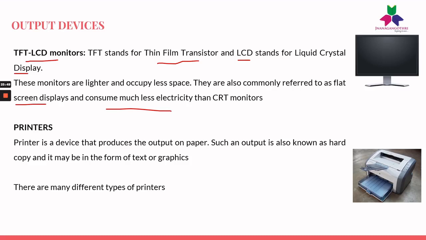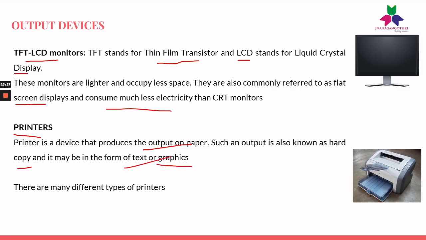So another common output device is printers. Let's talk about printers. Printers we use to take printouts. So a printer is basically a device that produces output on paper. Such an output is known as hard copy. Now, like on our monitors, anything that we type, anything that is displayed on monitors is called soft copy. Here, anything that is put on paper, printed on paper, is known as hard copy. It may be in the form of text or graphics.